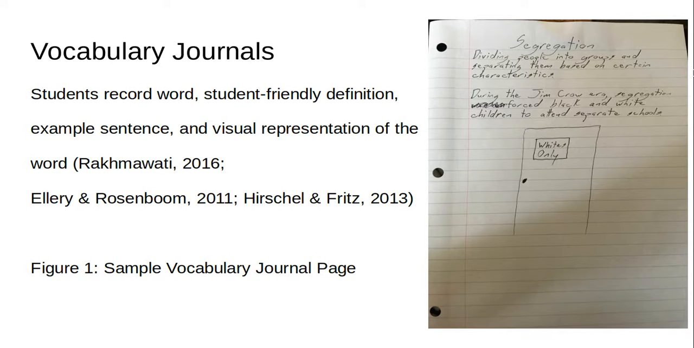Here you can see an example of what a vocabulary journal page for this unit might look like. The broad definition of a vocabulary journal is a place where students record vocab words, definitions, and sometimes additional information about the word. For my purposes, the vocabulary journals will include the vocab word, a student-friendly definition, an example sentence, and a visual representation of the word.